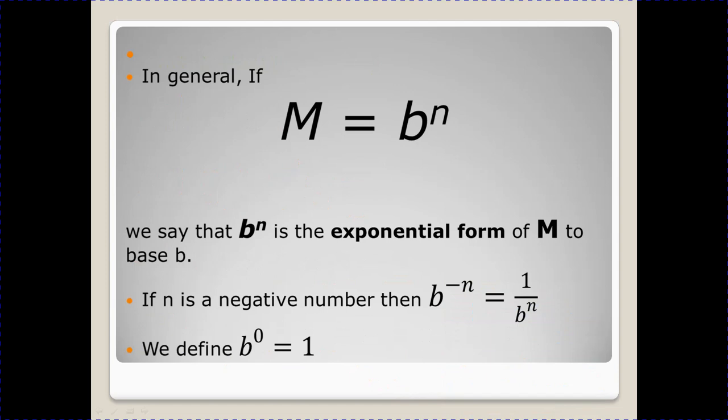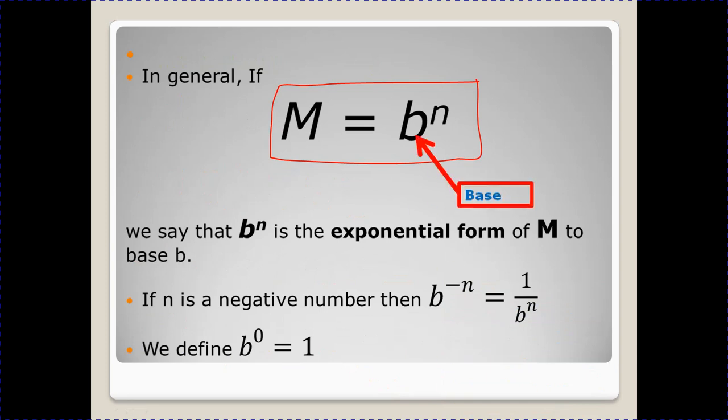Now, in general, if I have m equals b to the power n, then we call b the base. So this is called the base, and this is called the index, power, or exponent. So n is the power, the exponent, the index, and b is the base. Now we say that b to the power n is the exponential form of m to the base b.